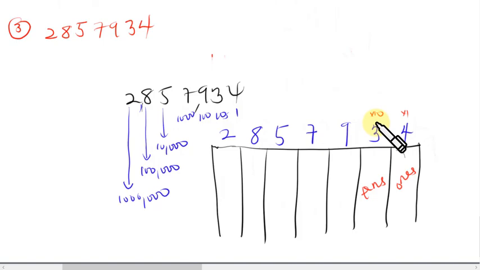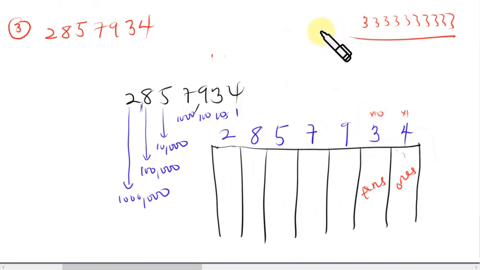So I have tens of the 3. That means I have 3 tens. 1, 2, 3, 4, 5, 6, 7, 8, 9 tens. The tens of the 3. So the 3 is at the tens position. 3 is at the tens, and 3 times 10 is 30. And 10 of 3 gives you the 30.